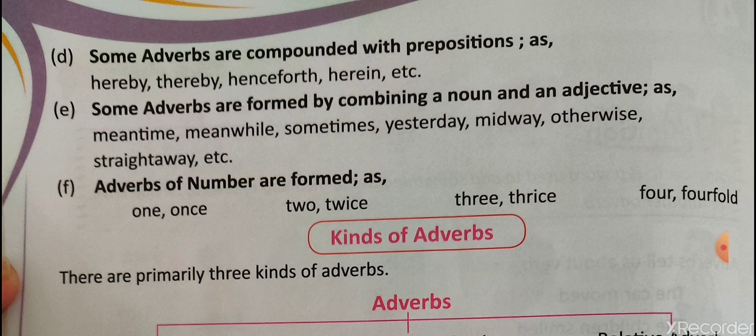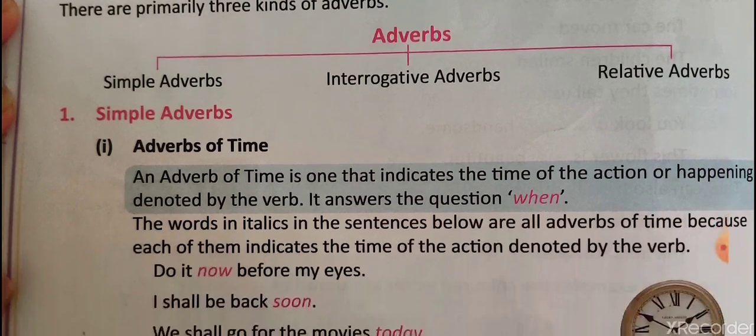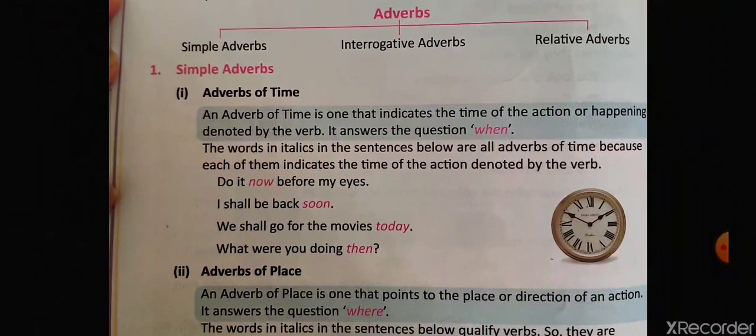Now, coming on to the kinds of adverbs. We have basically three kinds of adverbs: simple adverb, interrogative adverb, and relative adverb. Simple adverb, interrogative adverb, and relative adverb are further subcategorized into many parts. First, we are going to study the simple adverb. In simple adverb, first comes the adverb of time.